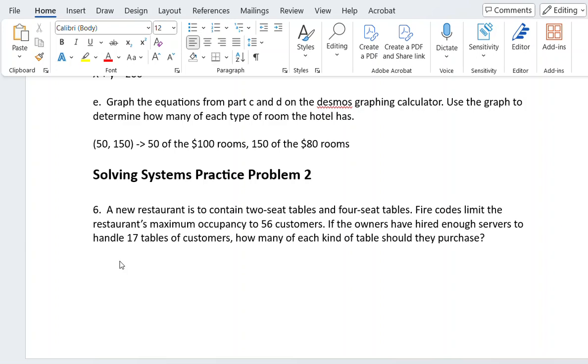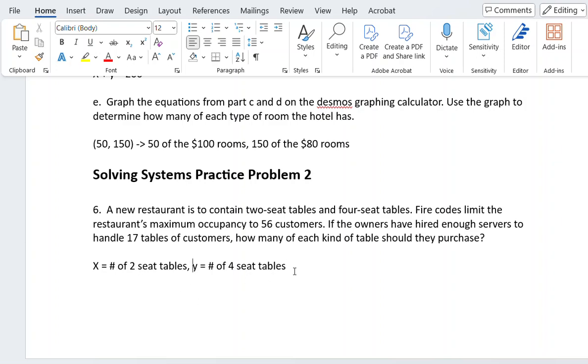So we're going to start by assigning variables. We want to know how many of each kind of table we need. So I'm going to let X be the number of 2-seat tables and Y be the number of 4-seat. Now, it doesn't matter which one I use for X and which one I use for Y. I could have done it the other way around. That would work just fine.